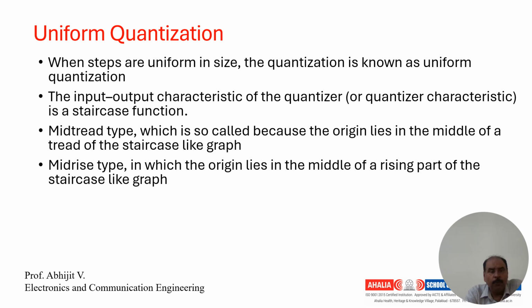L is the number of quantization levels, or the total number of representation levels. In that case, the PDF of the random variable Q is given by f_Q(q) equal to 1 by delta, where delta is the step size, for q between minus delta by 2 and delta by 2. Q is the random variable.